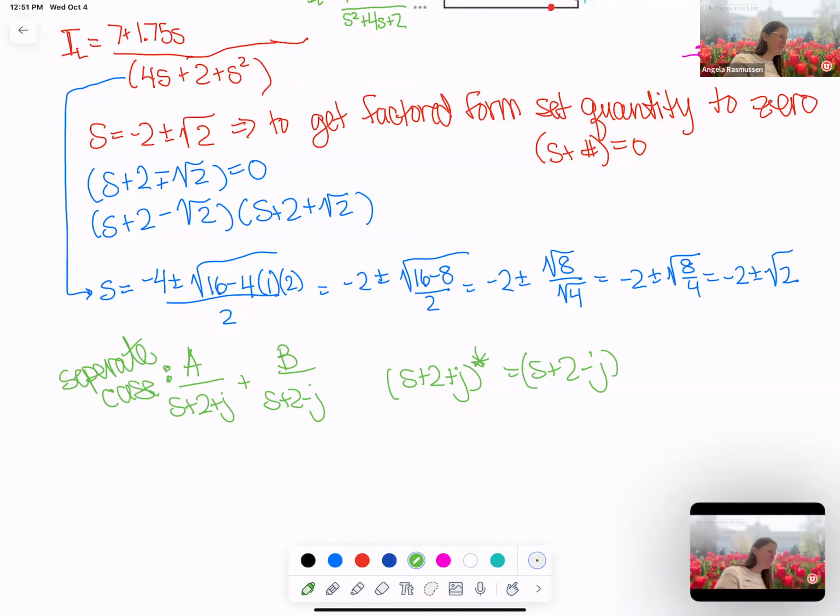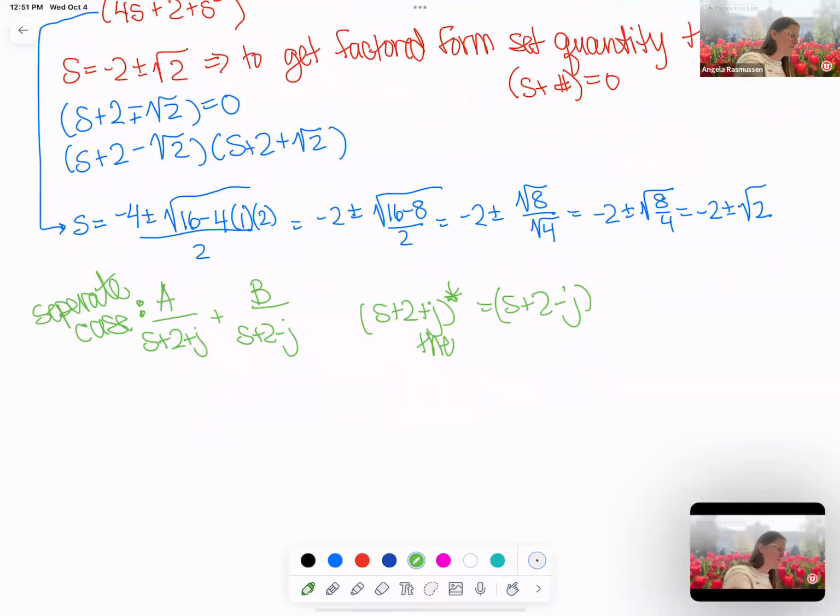I heard someone say something about taking a derivative, and I was like, you don't have to. You just change it back to the time domain of i_L.